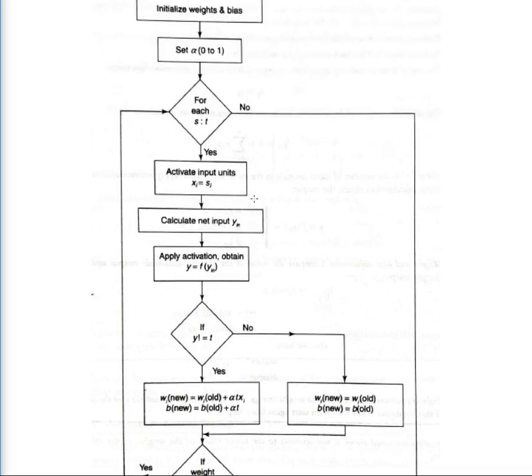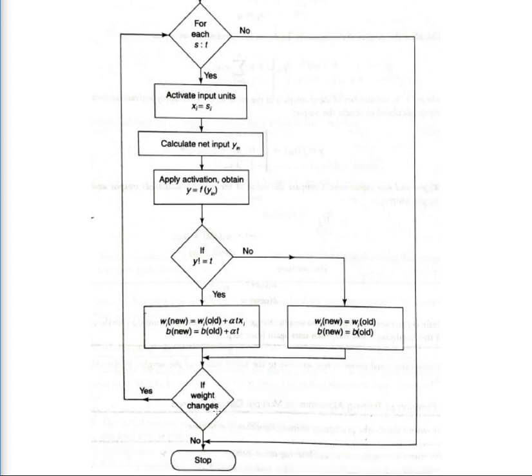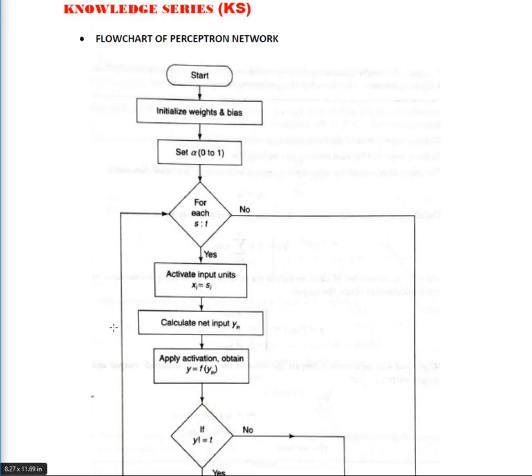So that's how it works. Here you can see we initialize to 0, then follow the condition for each input to verify that it produces an output related to the target t. If that condition is not met, it goes for a weight adjustment. If it is met, it checks whether a weight change is needed or not. If it is not needed, it terminates. This is how the Perceptron flowchart functions.